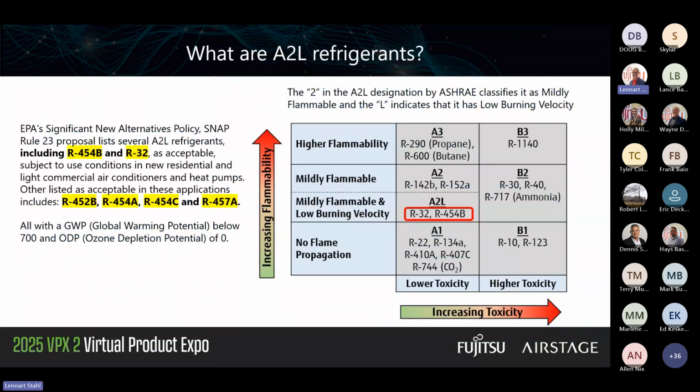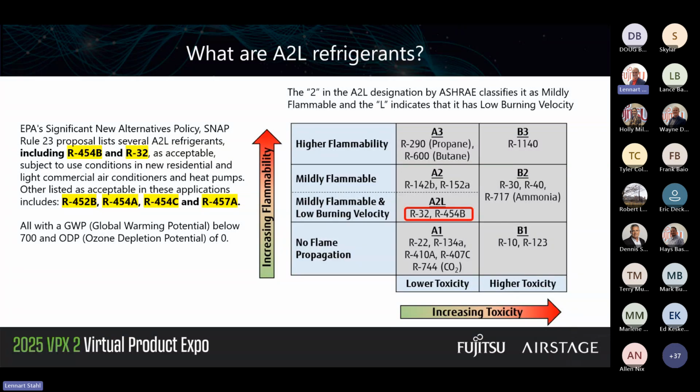So another one we get is, what are A2L refrigerants? Well, that is an ASHRAE name or classification of the refrigerants. EPA issued this Significant New Alternatives Policy, and they listed 6 refrigerants that can be used. All of them have a low enough GWP, global warming potential. It has to be below 700. R-410A and many others we use today don't have that. They also need to have an ODP, ozone depletion potential, of 0.